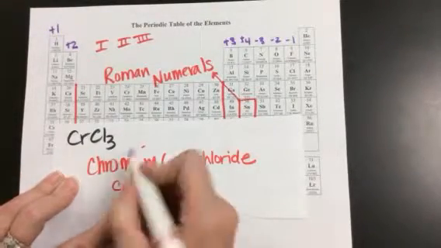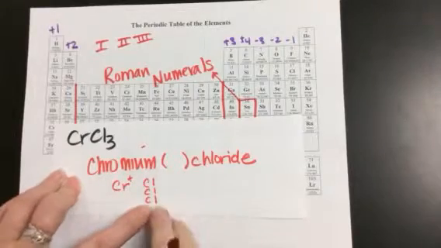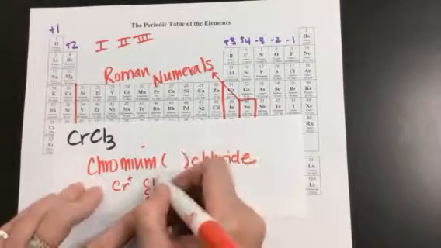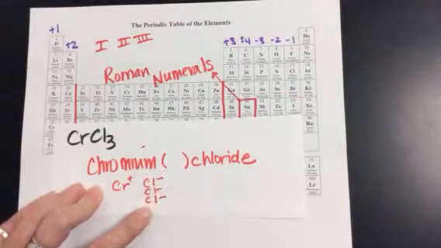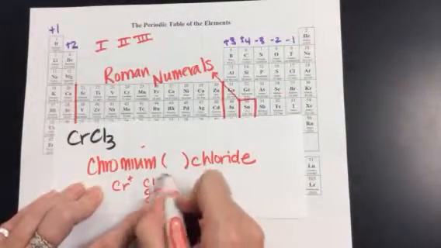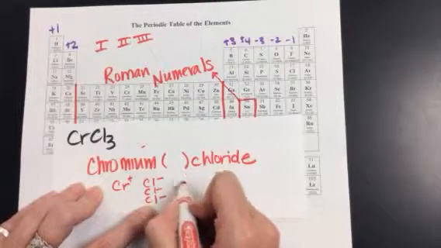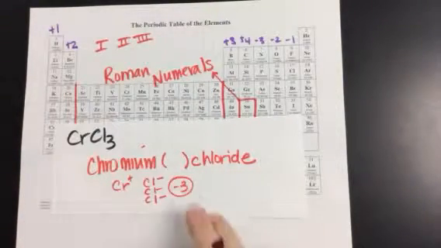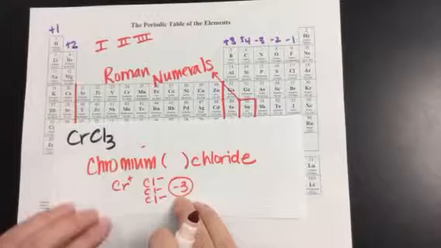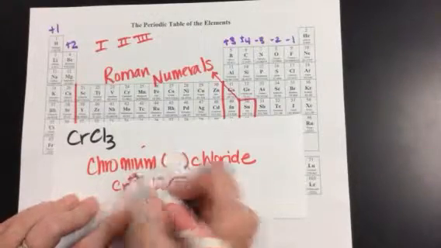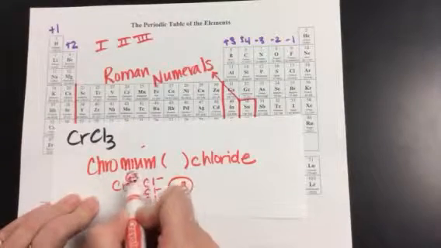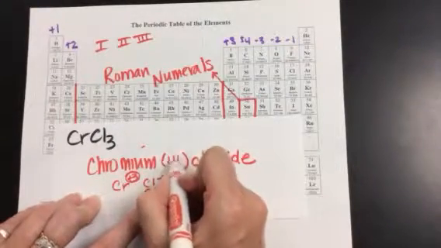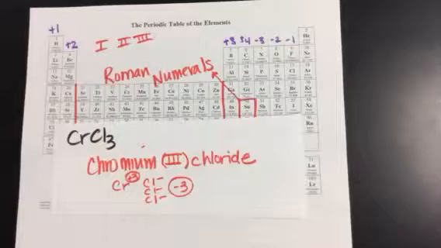I don't know the positive charge of my chromium, but I can look up the charge of each of my chlorines. Each chlorine has a -1 charge. So that means total on this side for my anions, I have a -3 charge. If I have a total of a -3 charge on this side, that means that my chromium had to be +3, so they equal 0. So this 3 is going to determine that I have chromium 3 chloride.